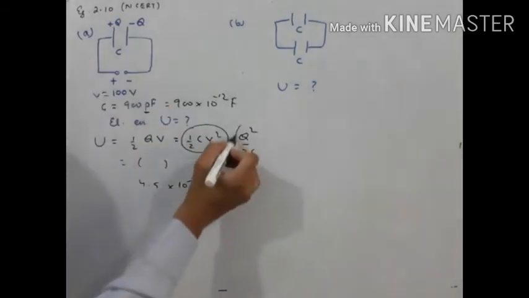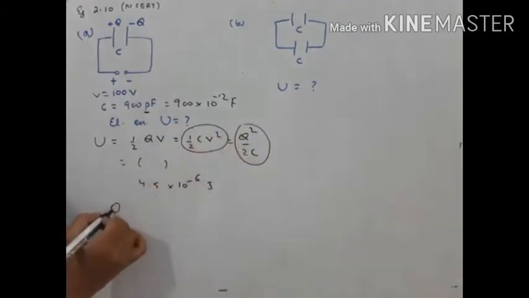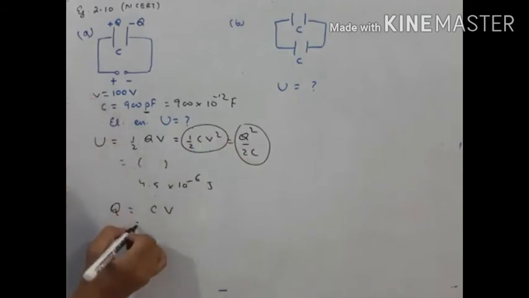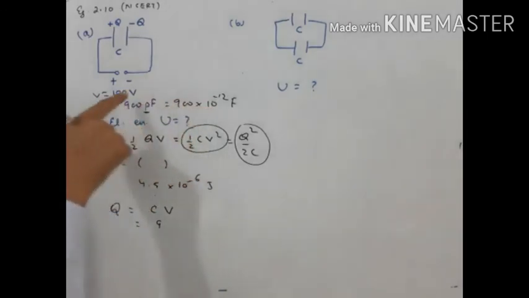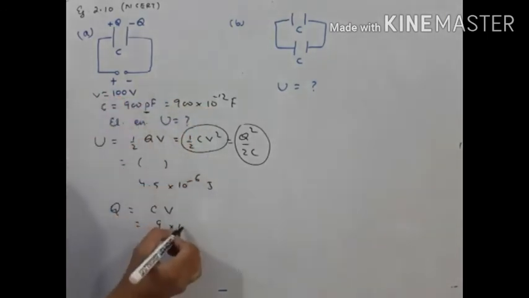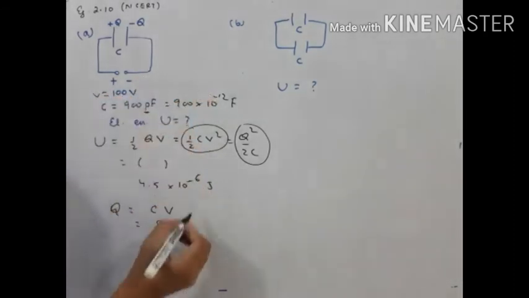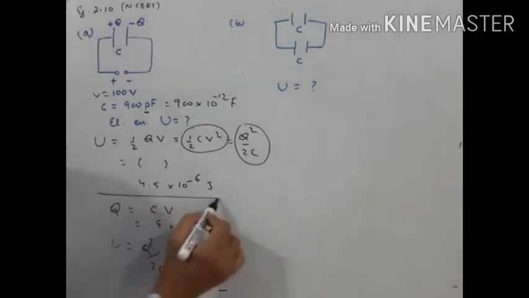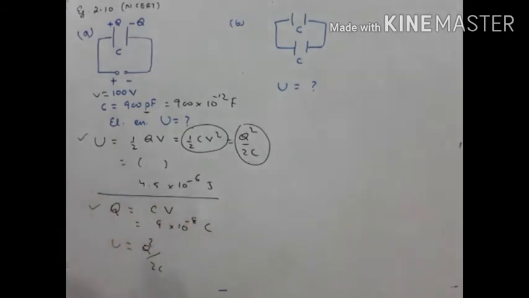You can also use another formula, but for this you have to first find Q. Q will be C times V, that becomes 900 times 10 to the power minus 12 times 100. So 9 times 10 to the power 2, and 2 minus 12 becomes minus 10, wait, 9 times 10 to the power minus 8 coulomb, that is the charge on this particular capacitor. Then you will use the formula U is equal to Q squared by 2C, or you can also use half QV. You will get the answer as 4.5 times 10 to the power minus 6 joules. Either you do it this way or that way for part A.